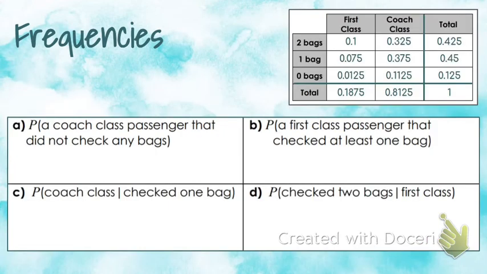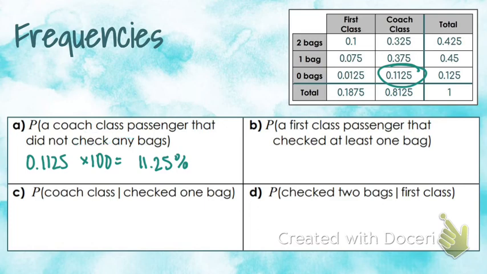So now we're going to use this to answer questions. We want the probability that a coach class passenger did not check any bags. So coach class, no bags. That's this number. Whenever we talk about frequencies, we give those as a percentage. So if the frequency is 0.1125, we're going to multiply that by 100 to get 11.25%. So 11.25% of the people were coach class passengers that did not check any bags.